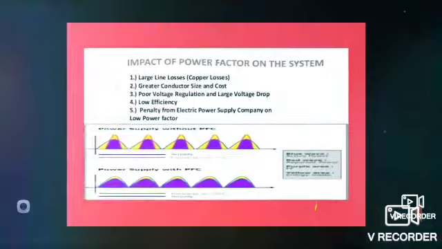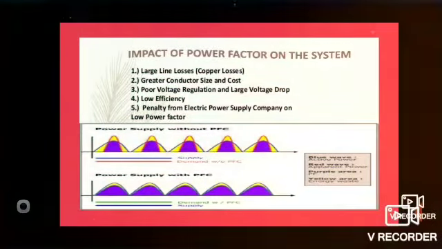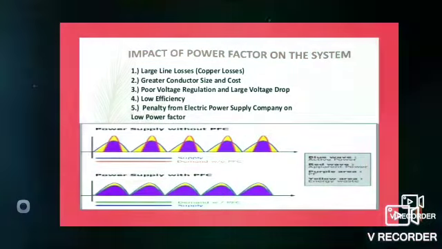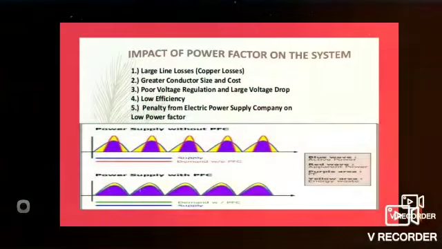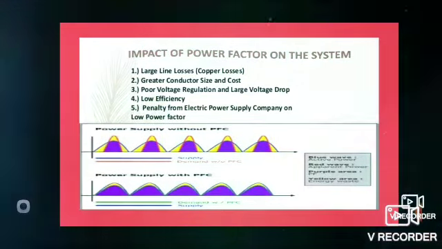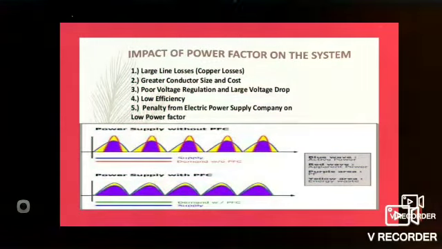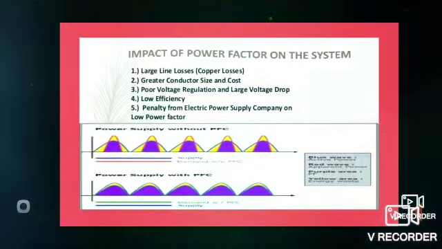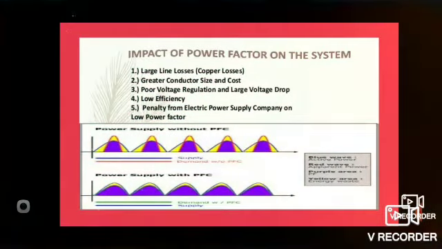Next, the impact of power factor on the system. If we have low power factor, the following factors will arise in the power quality. The first one is large line loss. There will be more copper loss if the power factor is low. Then greater conductor size is needed when the power factor is low, and the cost of conductor is also very high.